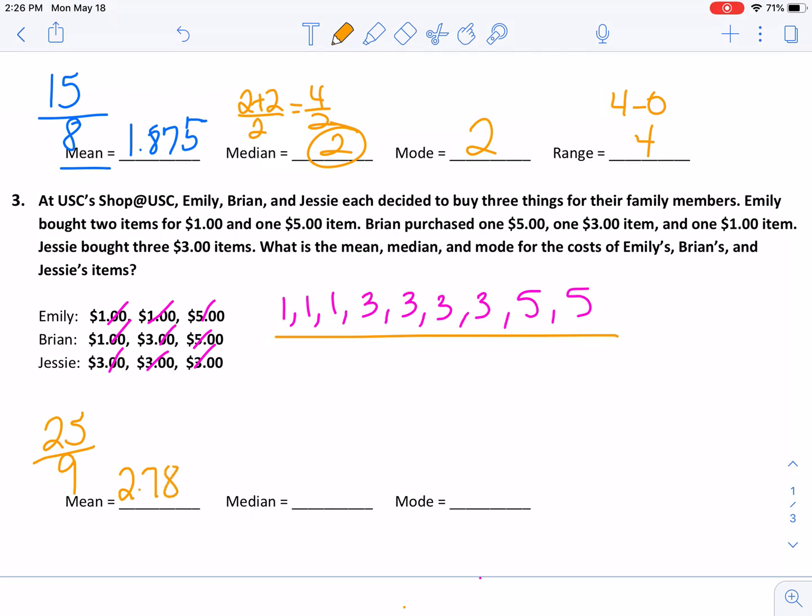The median, middle number. So in this case, I'll show you a different strategy. 9. I know that 9 is an odd number, which means I should be left with one value in the middle. Okay, so let's think. 9. Well, I can count 4 over. 1, 2, 3, 4. I can count 4 from the right side. 1, 2, 3, 4. There's my middle value, 3. And the mode is the number that shows up the most. Well, 3 shows up 4 times, so 3 is the mode.